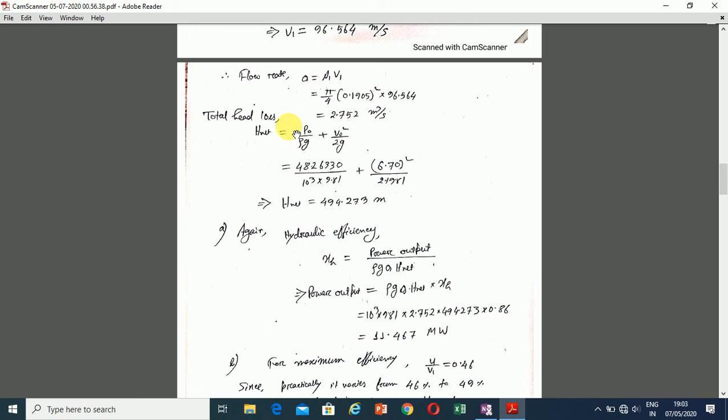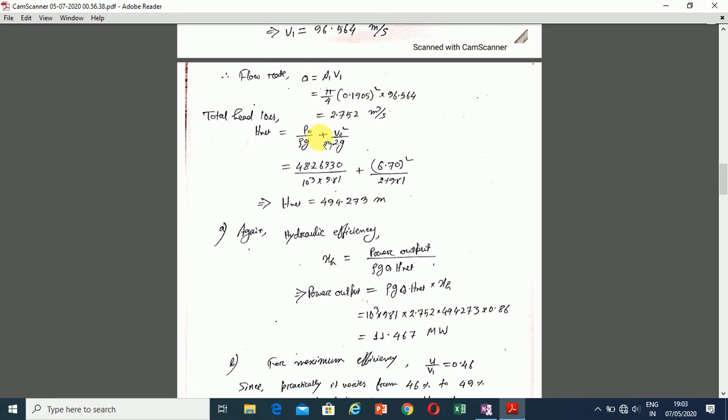Now total head loss. Total head loss is calculated when water enters the inlet of the nozzle and comes out from the outlet, and total head loss happens in between inlet and outlet. So the total head loss formula is P naught divided by rho g plus V naught square by 2g.